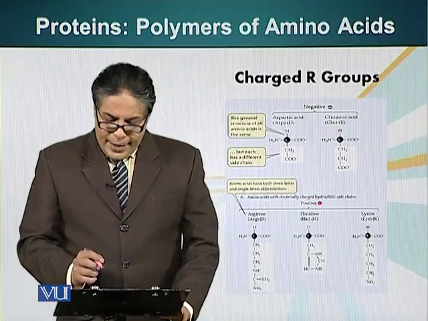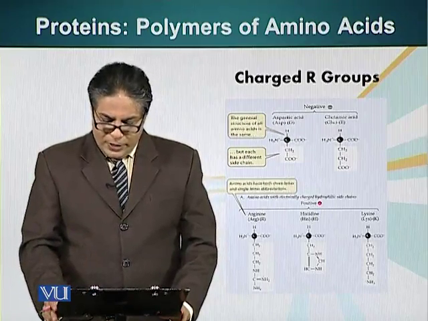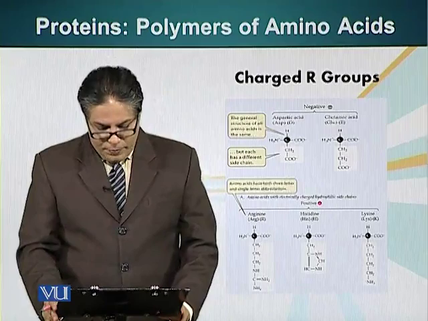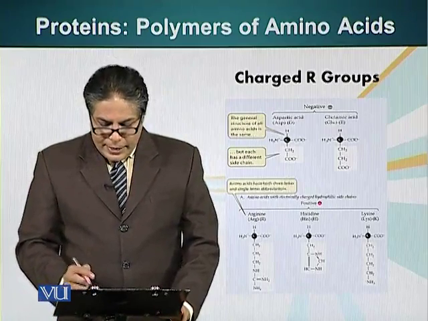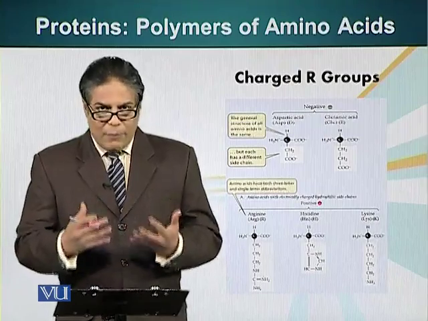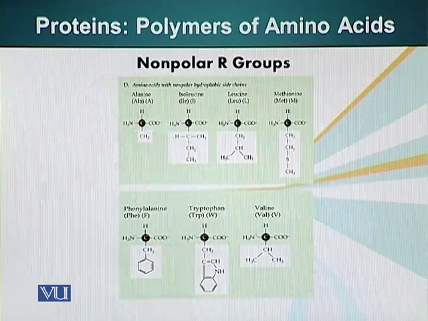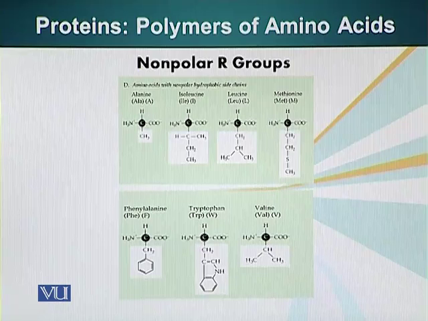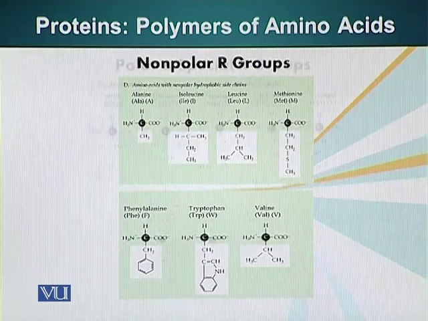The other group is positively charged amino acids, three amino acids in this group, and these amino acid R groups have a positive charge on them. The next group is amino acids which are attached to molecules which have no charge. These are molecules which don't have any charge on them. However, they can give special functions to proteins.